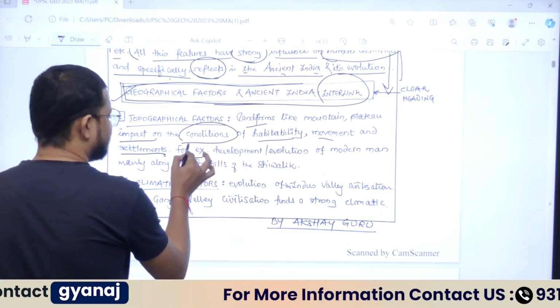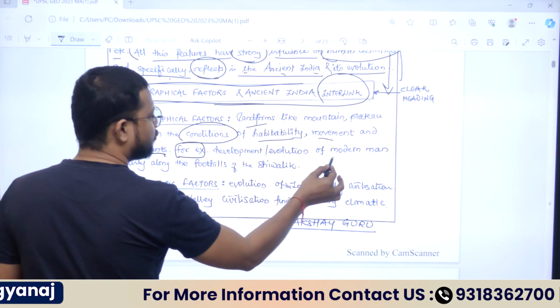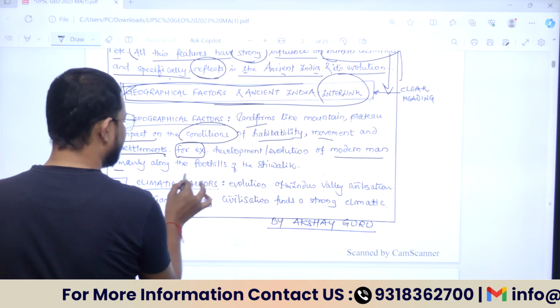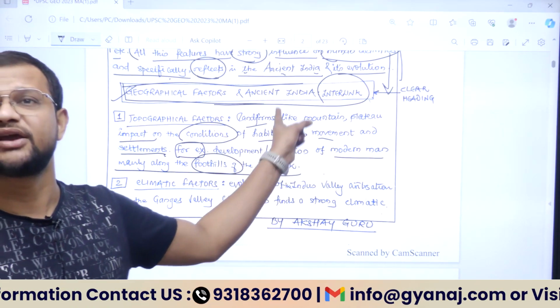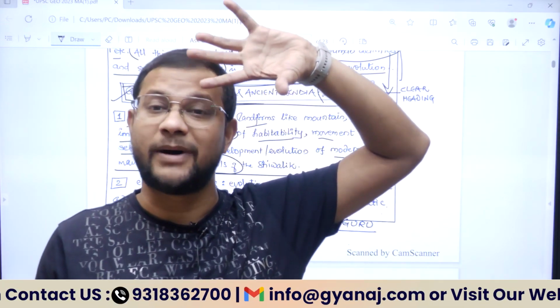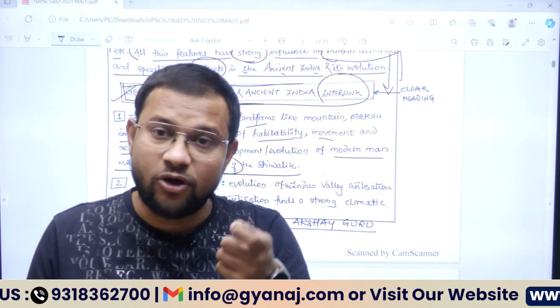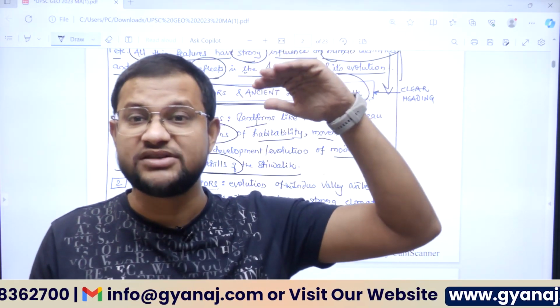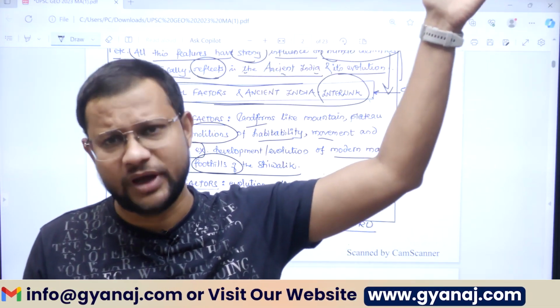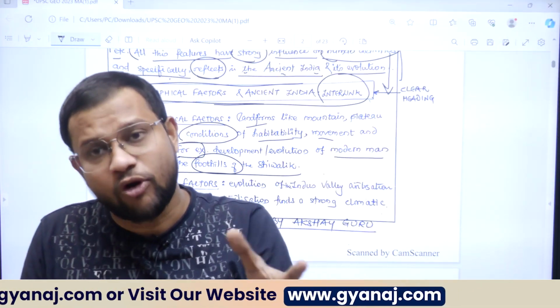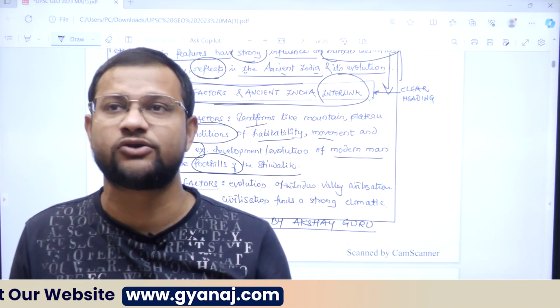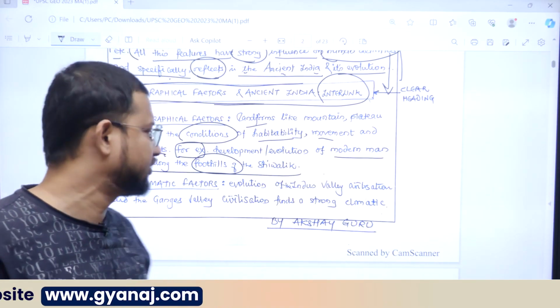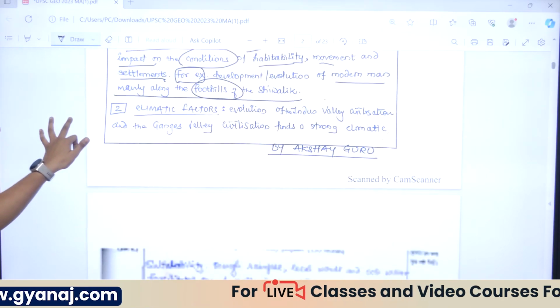For example, the development or evolution of modern man mainly along the foothills of the Shivalik, ancient Indian development. Also maintain a proper hierarchy or order in the answer. Since we are starting from ancient India, you can go that way as well: where modern man started to settle, civilization started to develop. Yes, read this. Next, climatic factors.